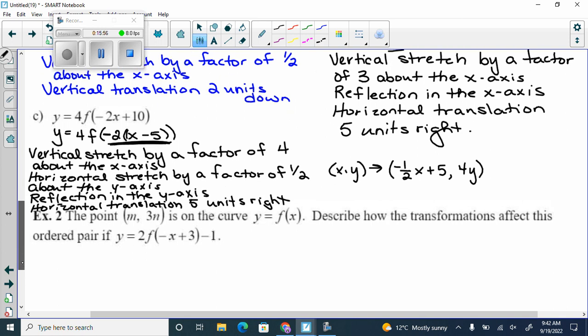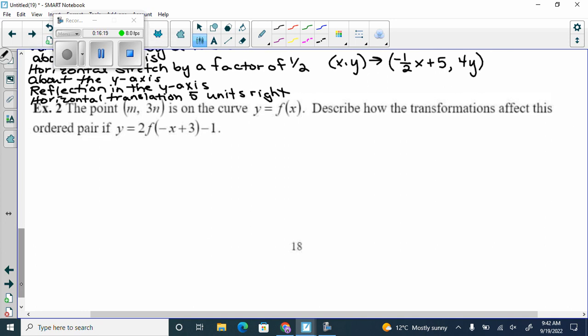Okay, example 2. The point m3n, so they give you a coordinate, just happens to not be like negative 6 and 5, it's m and 3n because they give variables, is on the curve of y equals f of x. Describe how the transformations affect the ordered pair, and then actually give me the new ordered pair. Okay, so I want you to describe the transformations and then give me the new ordered pair. So try example 2. What's the first thing I have to do? Take like the negative. You have to take out the negative 1.